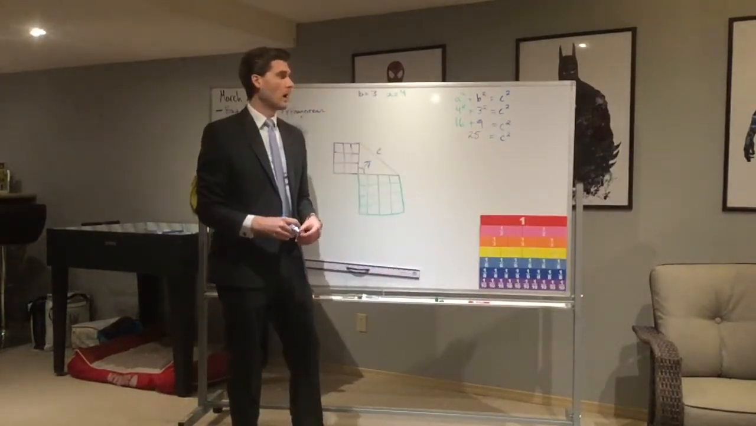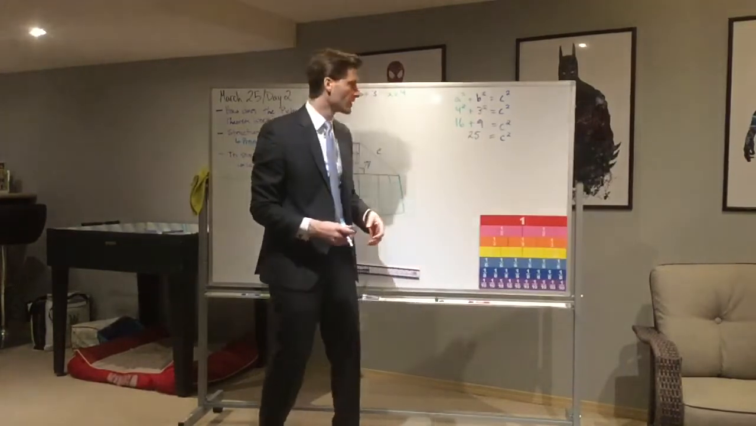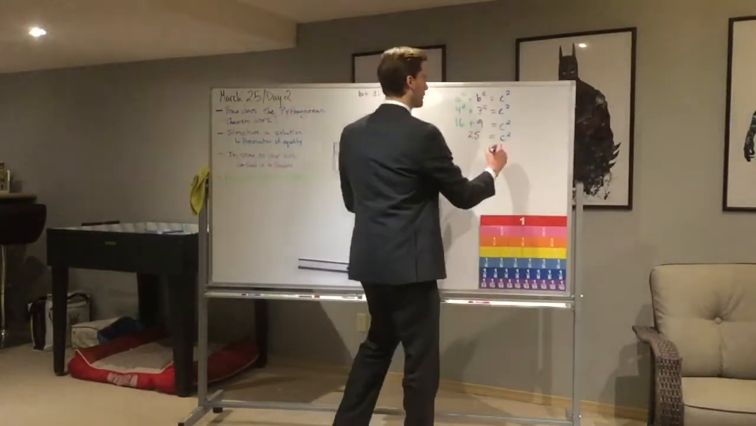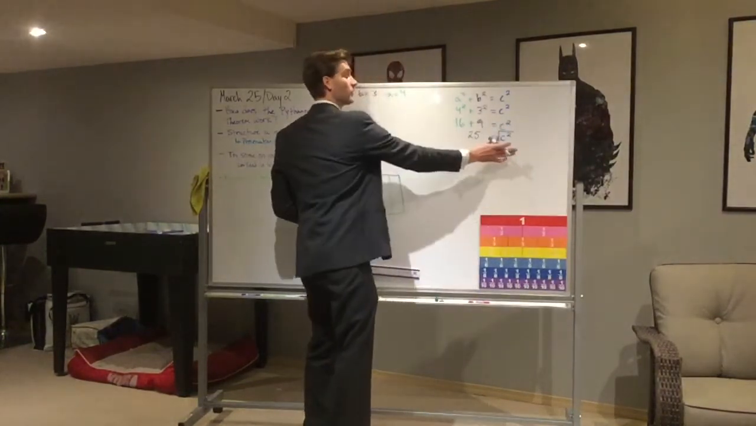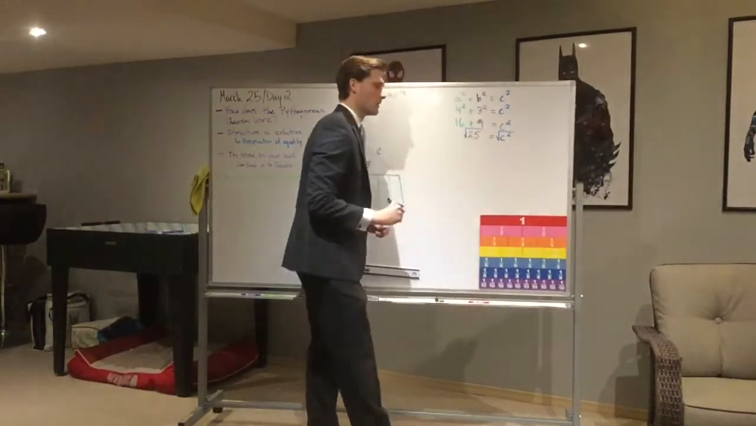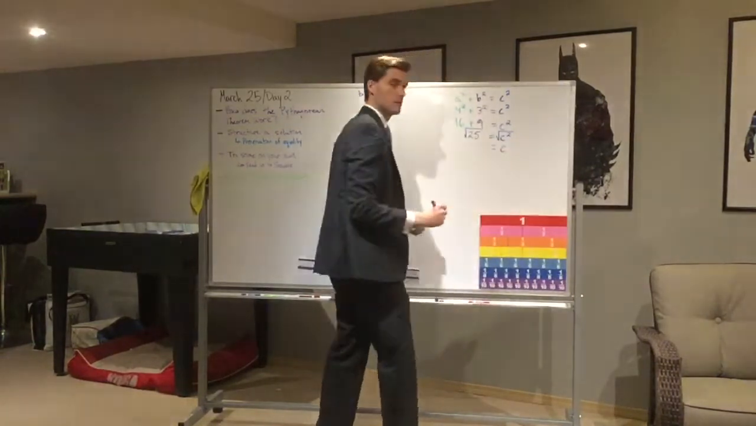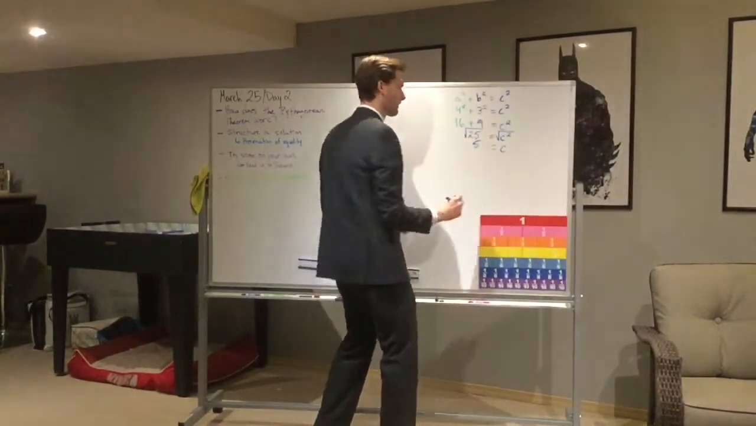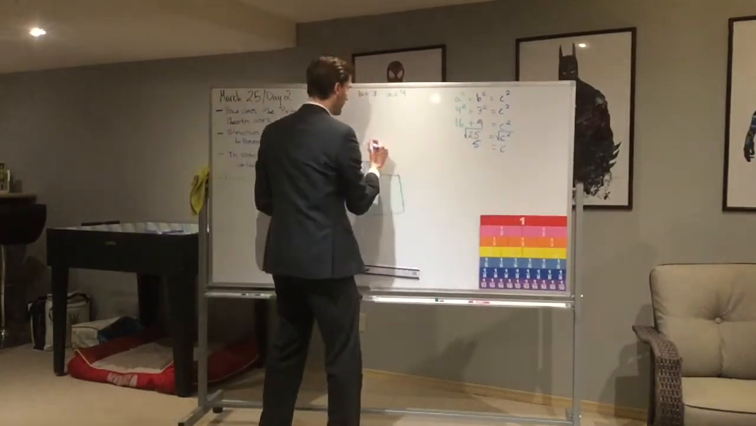So I need to get C by itself. This is where that preservation of equality comes in. What is the opposite of squaring a number? It's square rooting. So I square root that number. If I square root this side, I also have to square root this side. So the square root of C squared is C, and the square root of 25 is 5.